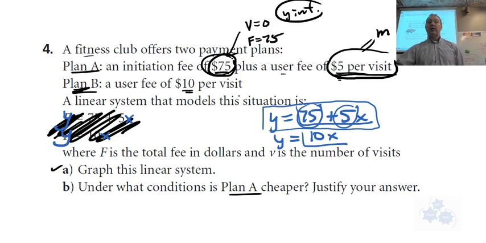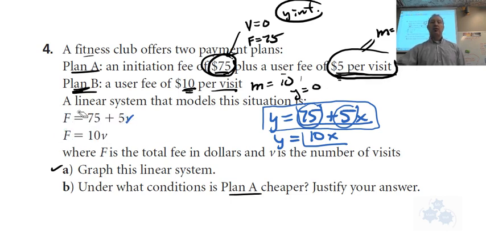This one over here, the money per visit, the slope is 10. This one's 5. This one is 10. That's the cost per visit. That's the rate, the slope. The initial fee is 0. So your y-intercept is 0. So you should be able to make your equations given this information as well. Okay? All right. So that's that question. Any final questions?